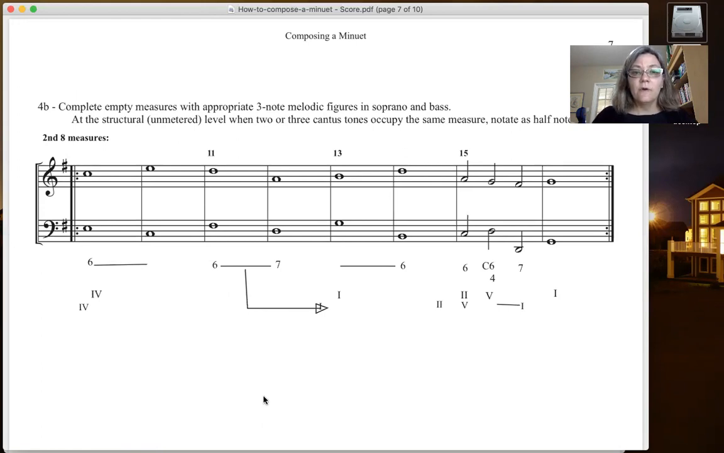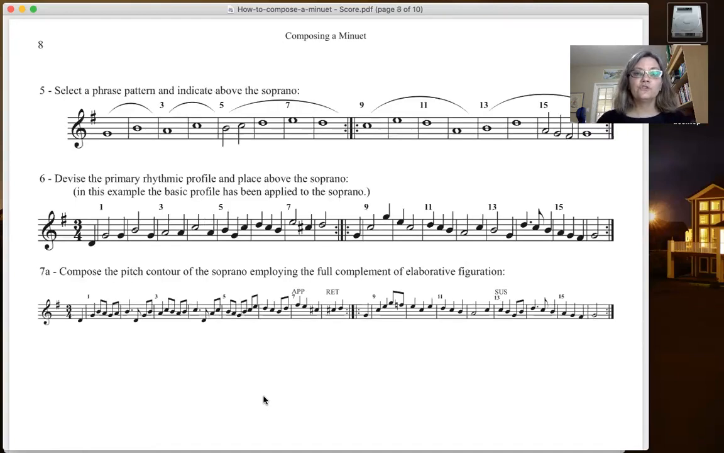Okay, from here then, we need to be thinking about elaborating the melody. Notice, we're selecting a phrase pattern. I've been talking about four and four and two and four, two plus two plus four. So this phrase pattern here has been selected. So two plus two plus four, and the second half four and four. That just means that we're going to be wanting to do some repetitions here.